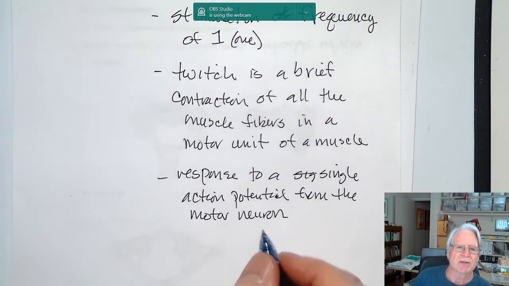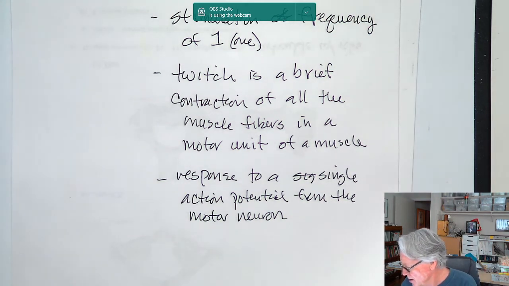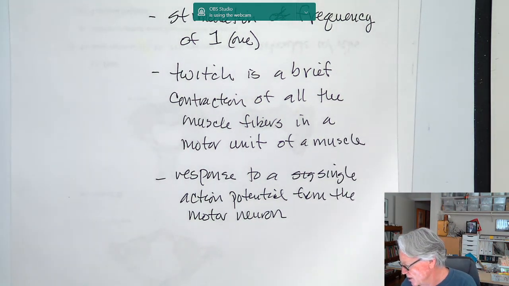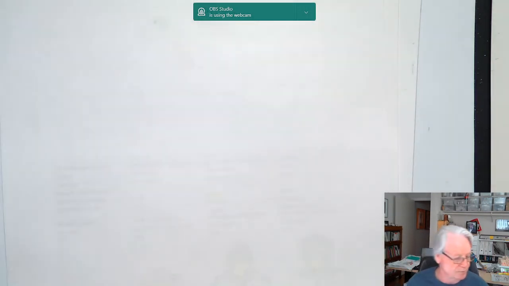So the motor neuron sends one single action potential, one beep, stimulation of the muscle. So what happens if that were the case? What if we take a motor unit and send in a single stimulation, a frequency of 1? What is the response of the muscle cells? And to understand that, we will look at a graph. So let's go ahead and do that.